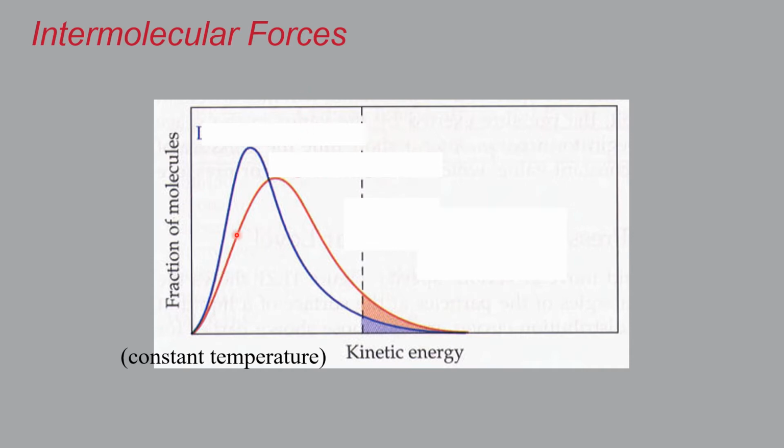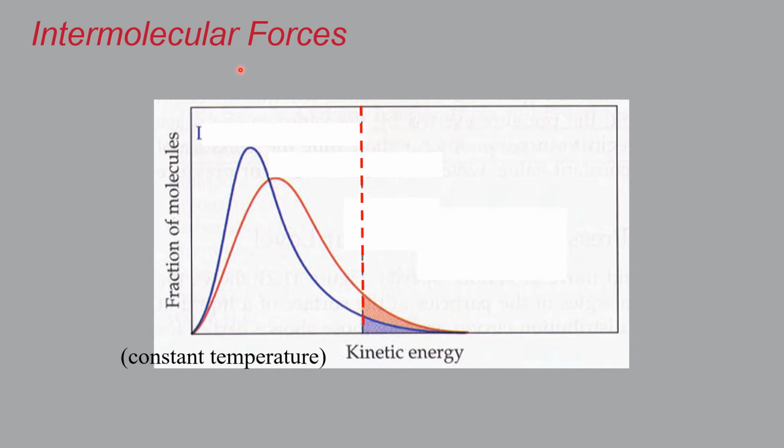So these graphs look familiar. That's good, because they should. These are the graphs that we saw back last semester when we were studying the kinetic molecular theory of gases, and this is the shape the speed distribution curves took. So right now, for this one, we're going to focus on just one curve, let's say the blue one.